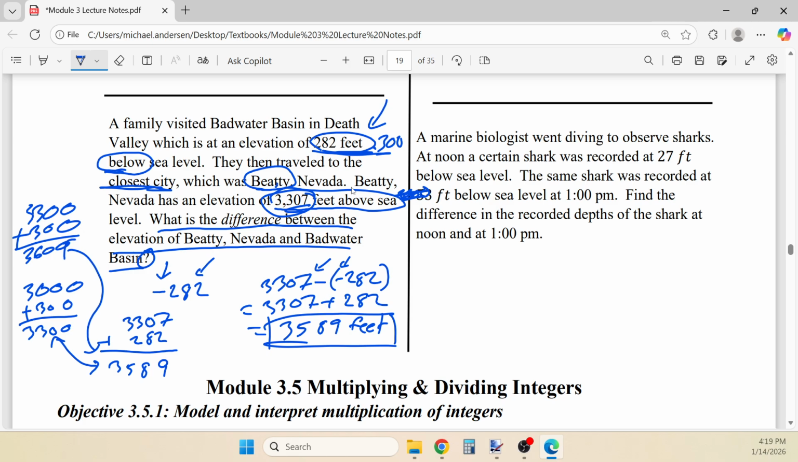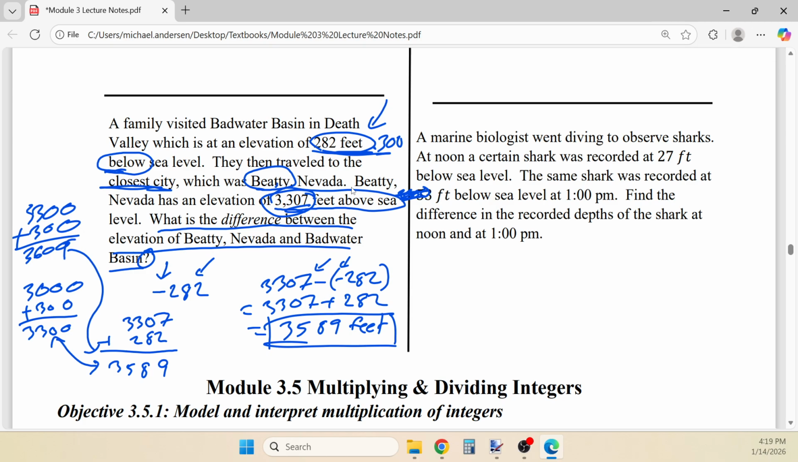I say, is this close to this? I say, that's pretty close. I feel that 3,600 and 3,589 is pretty close. So I feel pretty good about this. That's step 1 of my review.